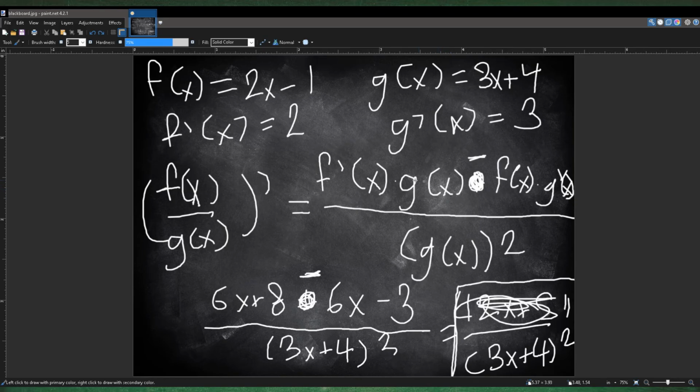Now for the dividing, you have the same idea. The derivative of the top one first, always. You can't do the derivative of g of x times f of x first. It has to be the derivative of the top one, the numerator, times the regular equation of the denominator, the g of x, minus the original equation of the numerator times the derivative of the denominator, divided all by the square of the denominator equation, the regular equation, not the derivative.